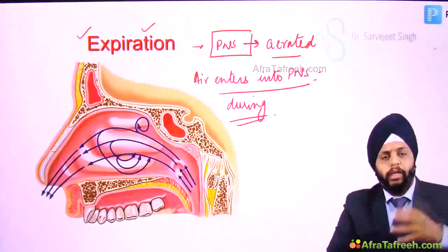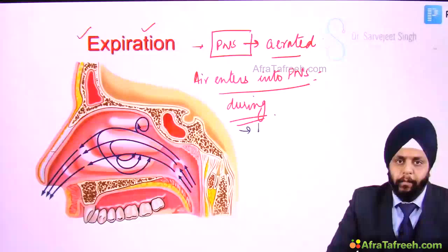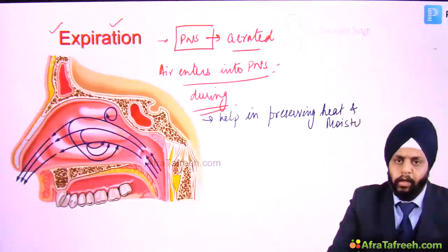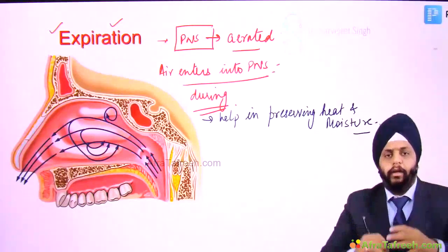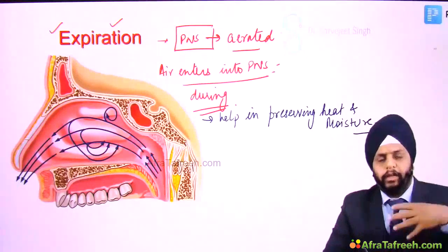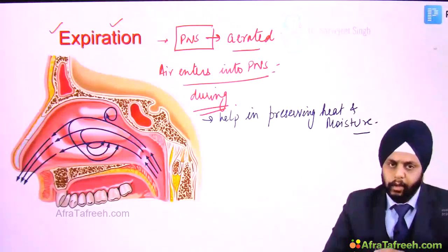Okay, so during expiration, these paranasal sinuses help us in preserving heat and moisture, and do not allow it to escape the body. And then we can use the same heat and moisture for the next cycle of inspiration, right?